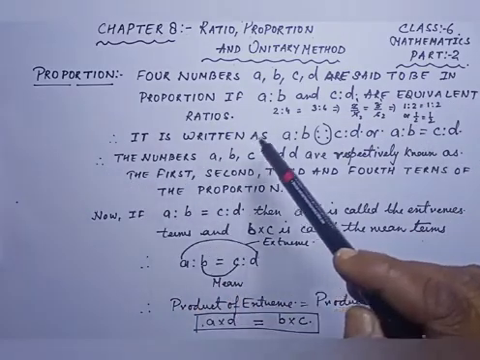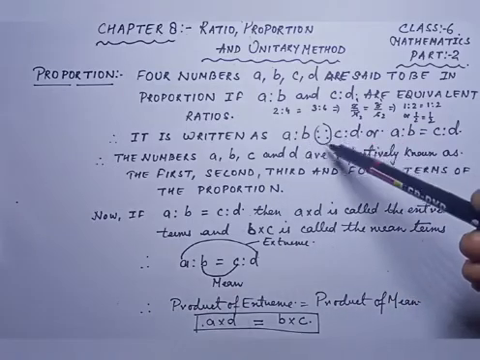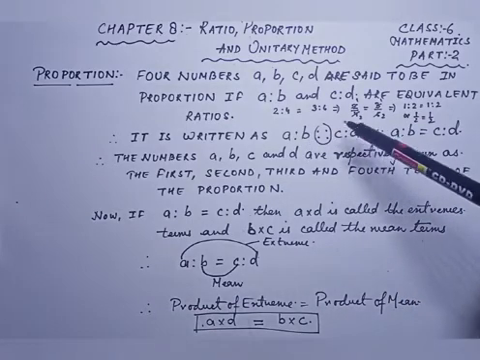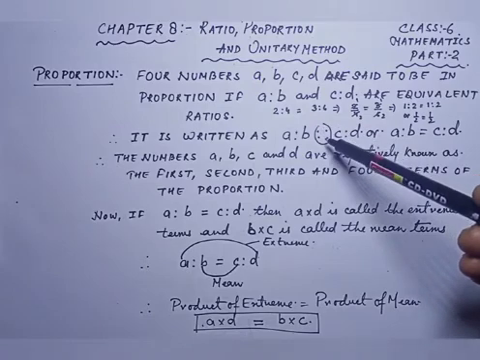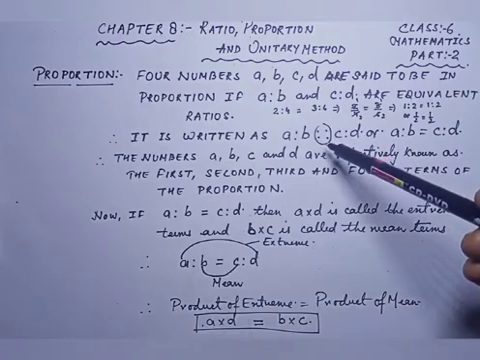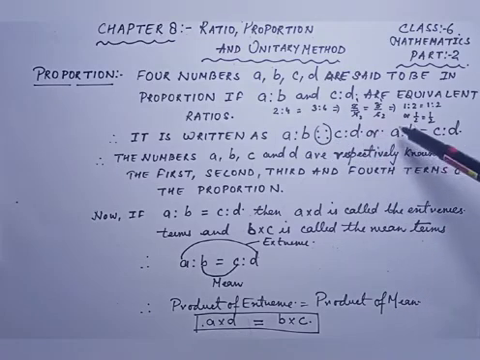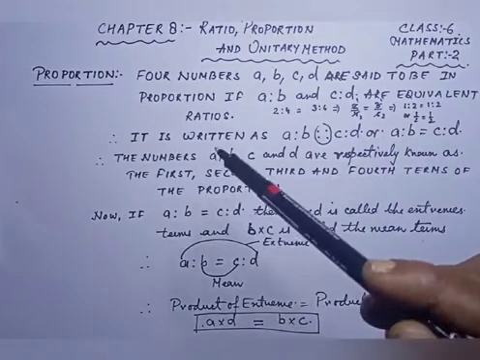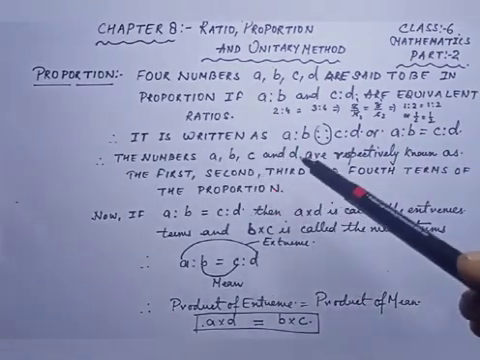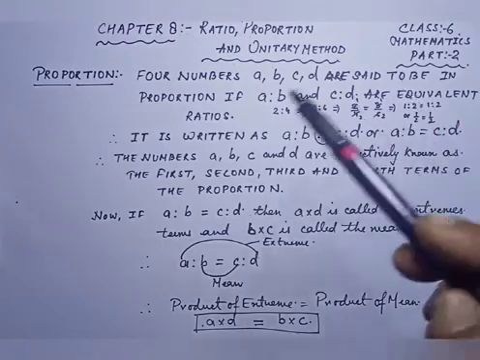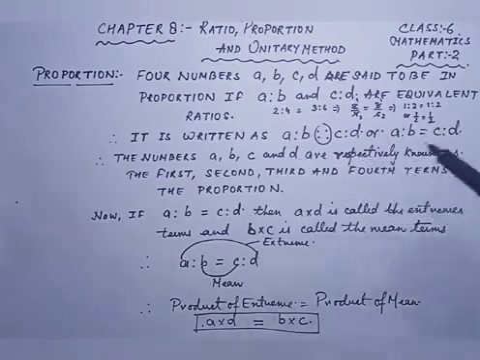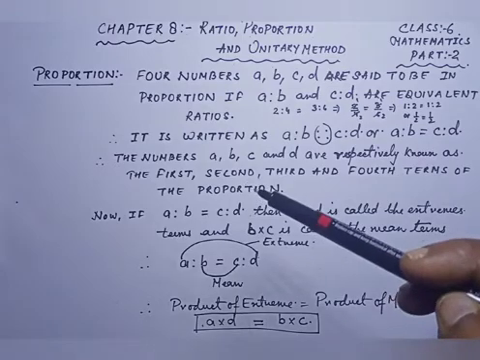So we can say that the two ratios are in proportion. Therefore, it is written as A is to B, proportion C is to D. These four dots indicate the sign of a proportion, or we can write A is to B is equal to C is to D. Therefore, the numbers A, B, C and D are respectively known as the first, second, third and fourth terms of the proportion.